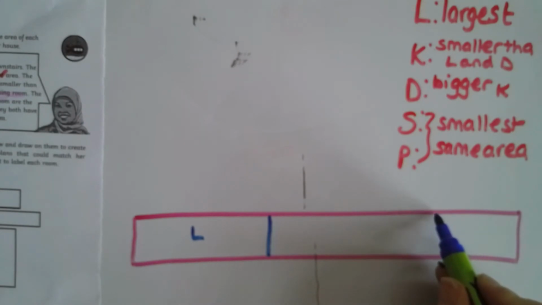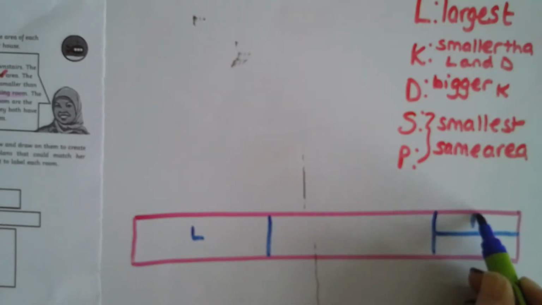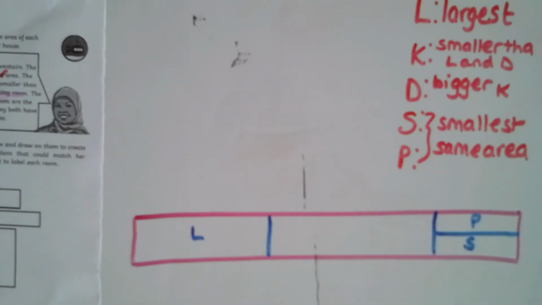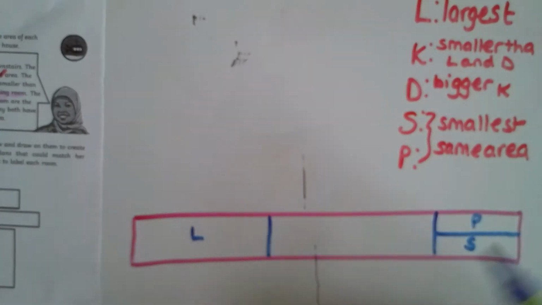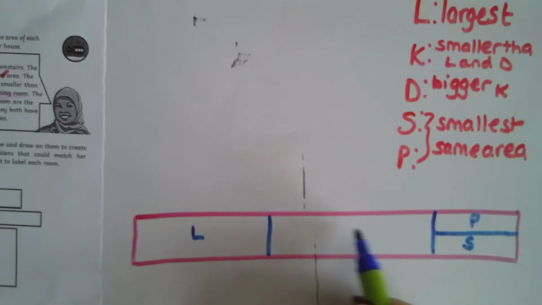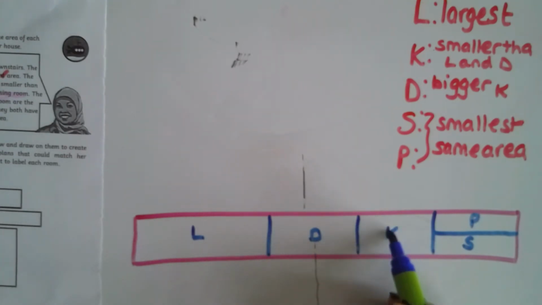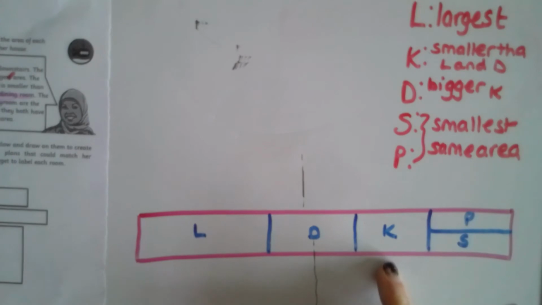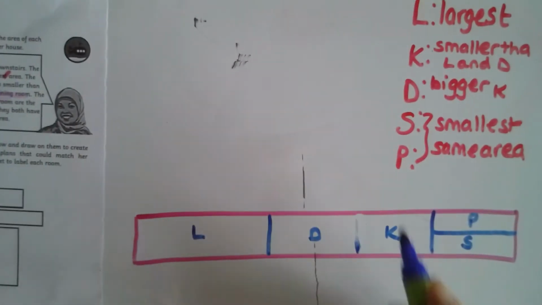Playroom and the study have the same area, and then in this middle bit I've got to fit the kitchen and the dining room. Well, I know that the kitchen is smaller than the lounge and the dining room. I don't know how big the dining room is, but if I make this the dining room and this the kitchen, I can see... actually, do you know what? I'm going to make it like that, because I can then clearly see that the kitchen is smaller than the lounge and the dining room. So you may have done something like that.